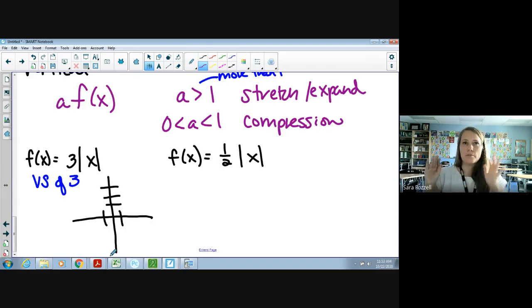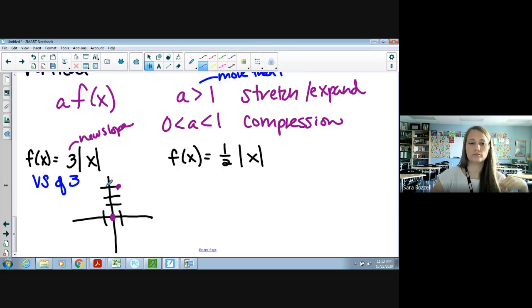Did we shift left, right, up, down at all? No, so we still start at the vertex. Normally it's over 1, up 1, but in this case, we have a new slope. And our new slope tells us that we go up 3 over 1 in both directions. Remember, we can write it as a fraction.